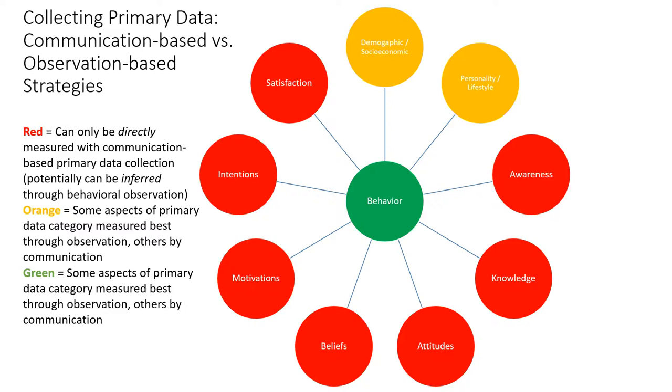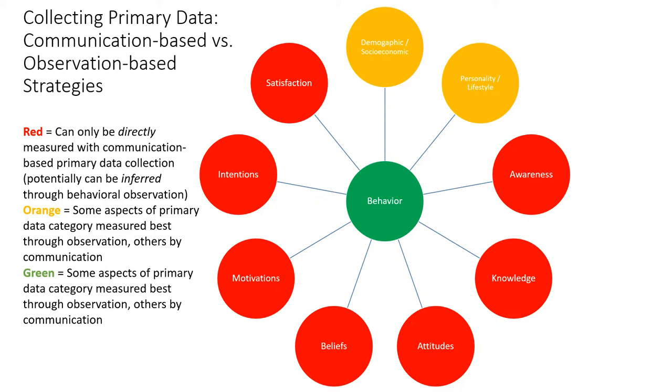These are observation-based strategies. By looking at this wheel of typical variable categories measured in marketing research, it becomes clear that in certain situations, communication-based strategies are often superior if we want to measure that type of variable category. If we take the time to think about the fundamental differences between communication-based and observation-based strategies, some challenges emerge when it comes time to collect data for marketing research.